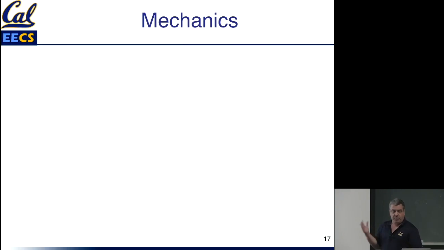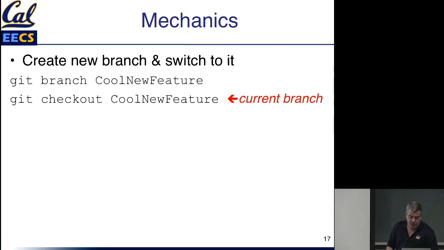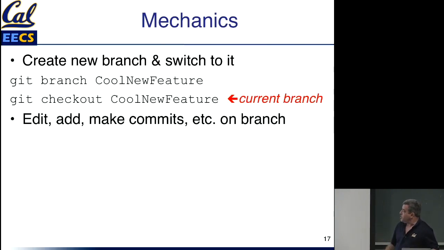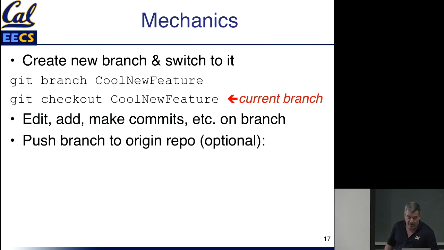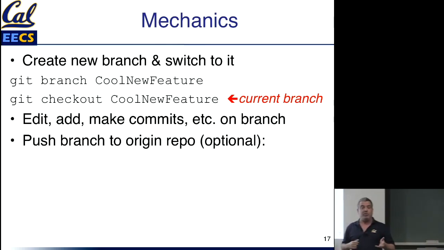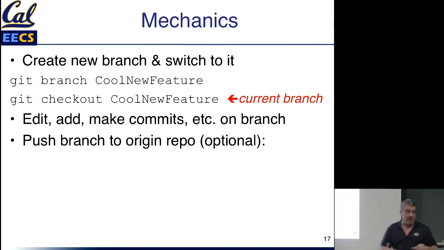So what are the mechanics? Pretty simple. You create a new branch and you switch to it. You make your commits on the branch, and if you're working with a pair, you might be pushing the branch periodically back to the origin repo. GitHub is a great place to back up your stuff. Plus, you can have it configured so that when you push a branch, it'll run the regression tests on your branch, and you'll know if you broke something.